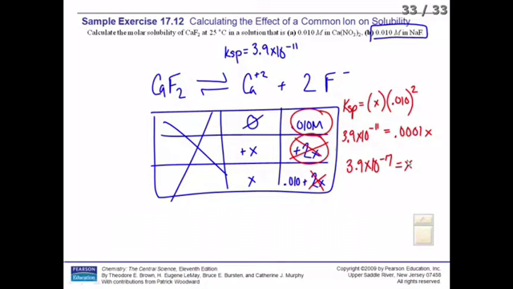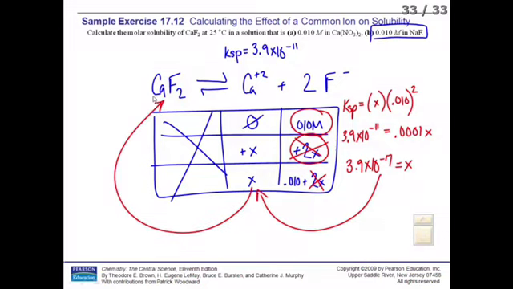Alright, guys. Now, remember, they were asking for the molar solubility. Molar solubility is linked to Ka. Ka has a 1-to-1 ratio with your Kf2, so you're perfect. No multiplication or anything required. Yay! Alright, that was sample exercise 17.12.